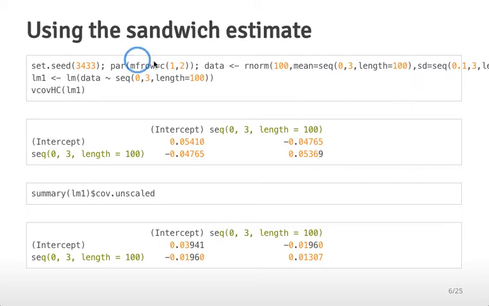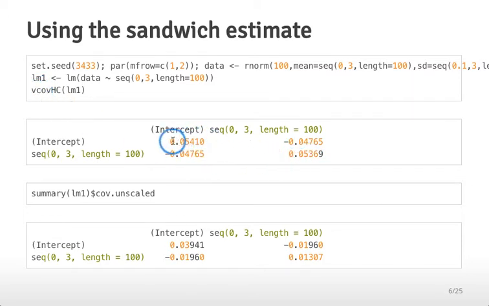So again, I've generated this data where the x values are between 0 and 3, and then we have this normal data. And I can fit a linear model and then apply this function vcovHC. I actually am missing a library sandwich at the beginning of this. You'll have to load the sandwich library to get this to work. And you can see that you get a variance covariance matrix.